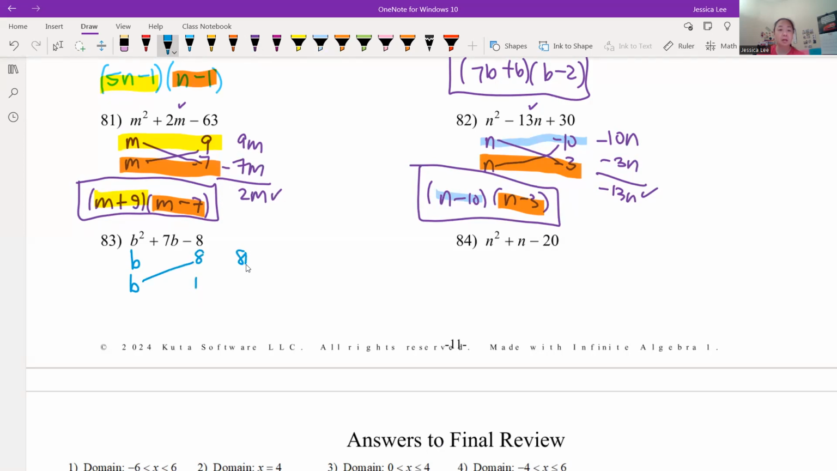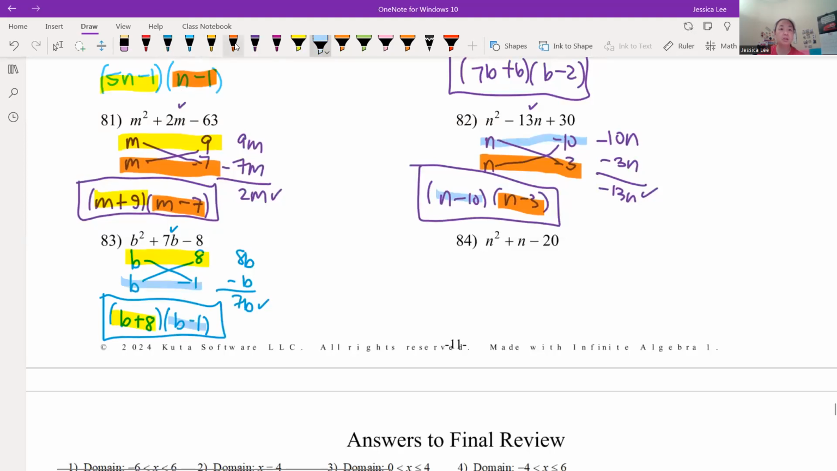So that's going to be 8b. 1 times b is going to be b. And the only way to get that to be a positive 7 is the negative b. So 8b minus b is 7b, which is the same thing. So again, negative 1 times 8 is that negative 8, right? So we're good to go. Minus 1. And this is us going straight across. We're not going crisscross. It's only for multiplying. We're not doing that. It's going to mess you up.